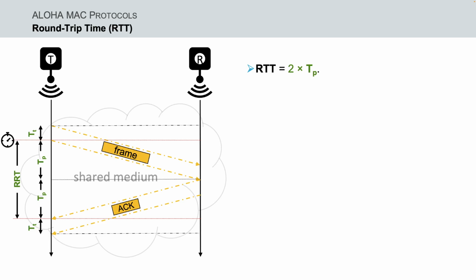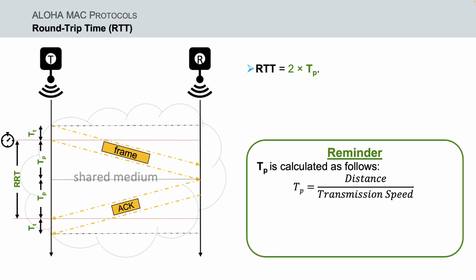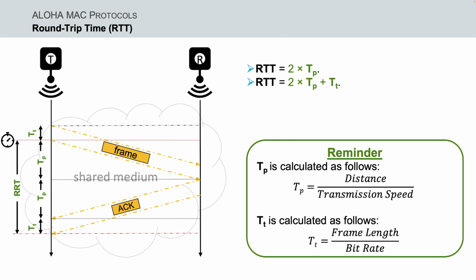In other words, this time delay includes the frame propagation times between the two nodes, where the propagation time can be obtained from the distance between two nodes and the transmission speed, as can be seen here. However, depending on the starting point of the timeout period timer, a more accurate formulation will be 2 times the propagation time plus a transmission time for the acknowledgement. The frame transmission time can be obtained from the length in bits and the bit rate in bits per second, as can be seen here.